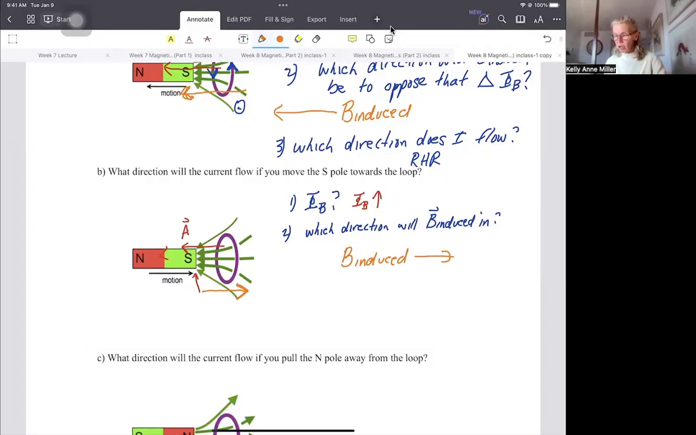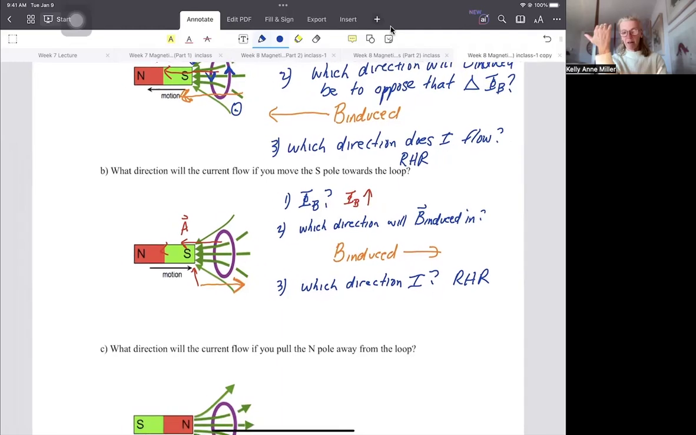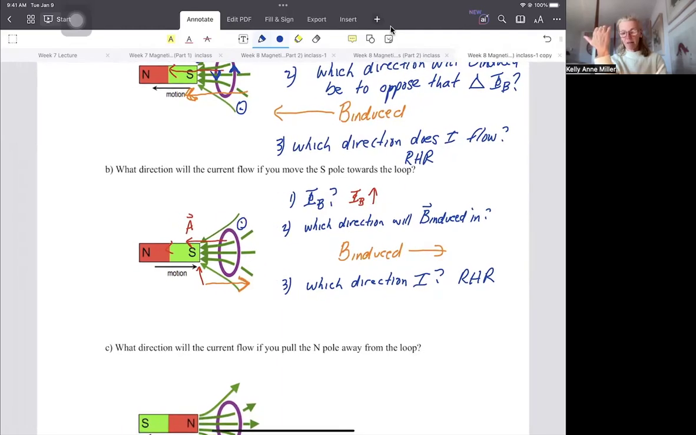Okay. And so the last question is always, as a result of that B induced to the right, which direction is the current? And again, just right hand rule. So I point my thumb to the right. So it's going to be coming out of the page above and then into the page below, right? Kind of like that.